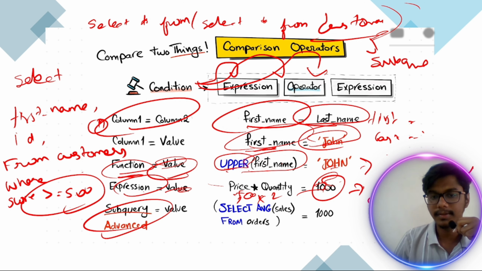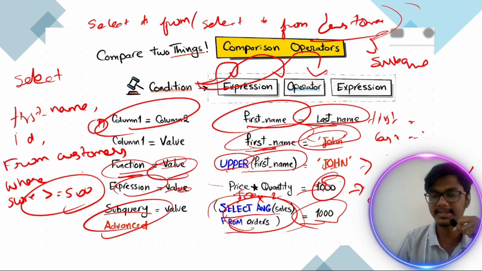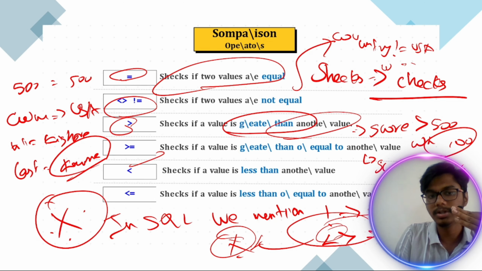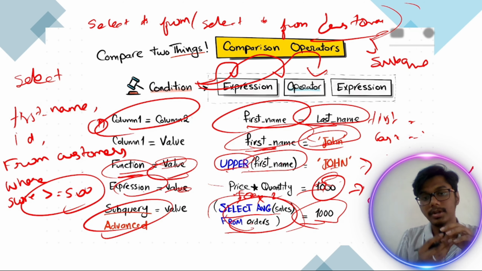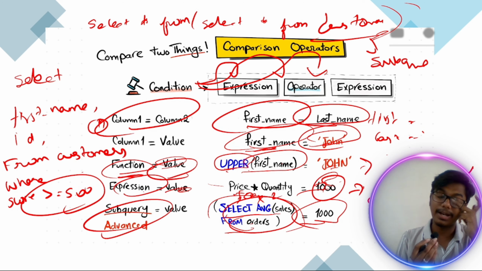Here we have written select average of sales from customers. This is a subquery. I'm just explaining using a comparison operator. Those things are covered here. Are you aware of equal to, greater than or equal to, not equal to, less than or equal to? Let me get into that. If you have any doubts, please let me know in the comments below.